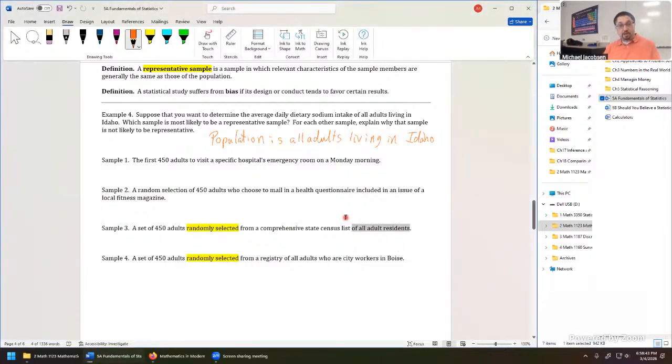So if the population's represented there, and we're randomly selecting people from that population, it's from a comprehensive state census list. That has its own problems. The census has to be assumed to be 100% accurate when done, and it's only done every 10 years. Assuming nothing goes too sideways on that, it looks like this one's going to have the highest chance of being representative. So we can write here, sample 3 is representative.